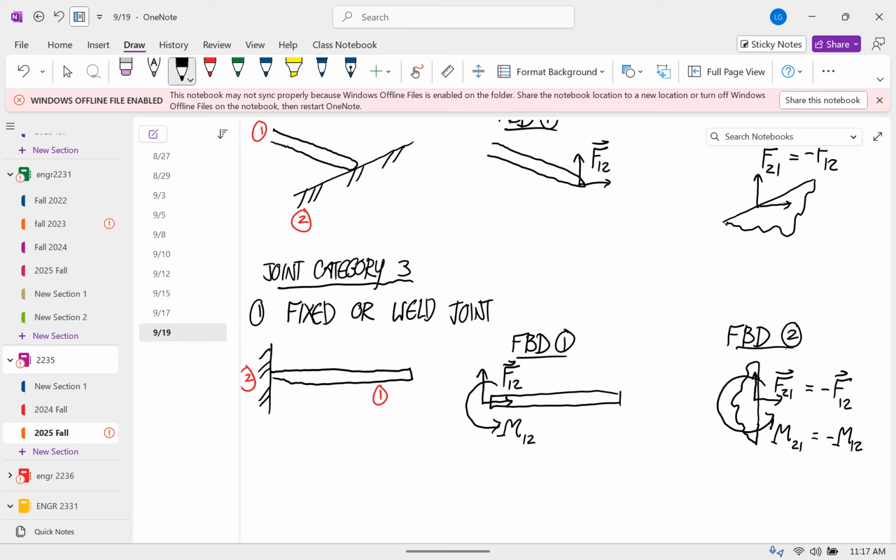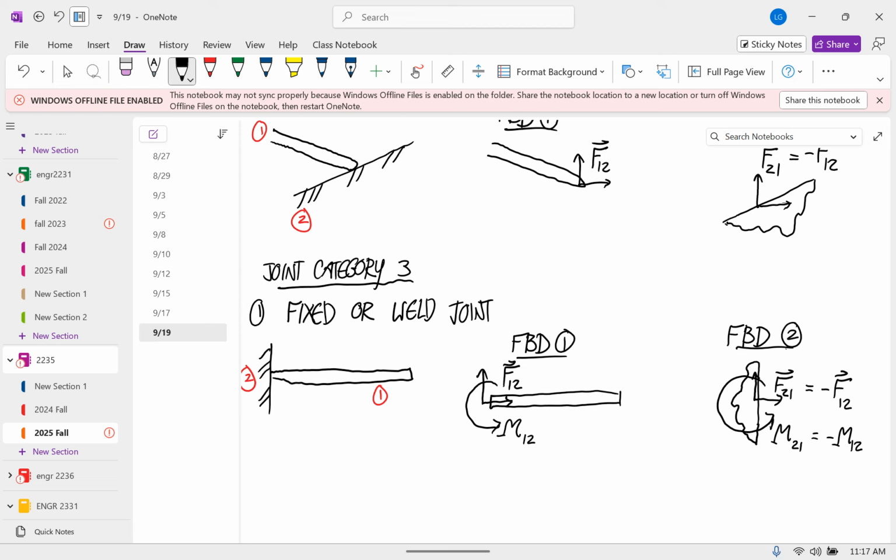Why does Newton's third law work for couples? We've never talked about doing Newton's third law with moments before. But remember that really a couple is two equal and opposite forces. And so it works for each of those two forces, which has the effect of making it work for a couple, for the moment.